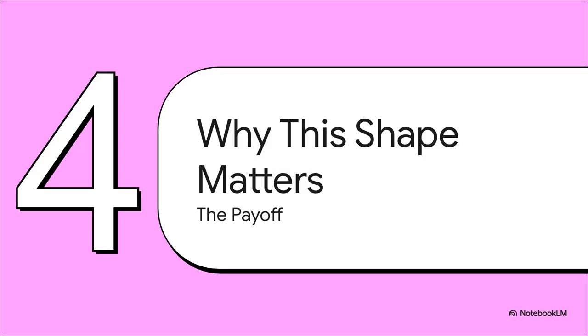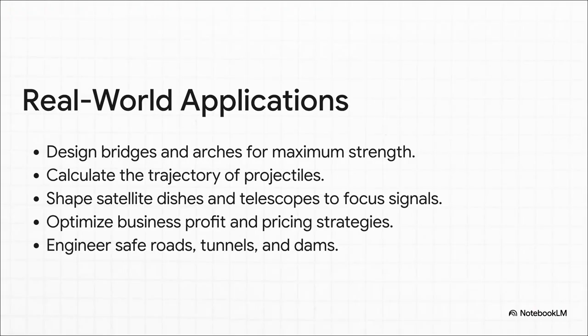Okay, last section, why this shape matters, the payoff. So let's circle all the way back to the beginning. We've seen how to write the equation for this curve, and we've seen how to solve it. But why? Why does understanding this one shape matter so much in the real world? Well, because it's everywhere. From engineering the strongest bridges to calculating the perfect arc for a satellite dish, all the way to helping businesses find that sweet spot for pricing to get the most profit, this is not just some abstract math. It's the hidden language that helps us predict, build, and optimize pretty much everything in the world around us.